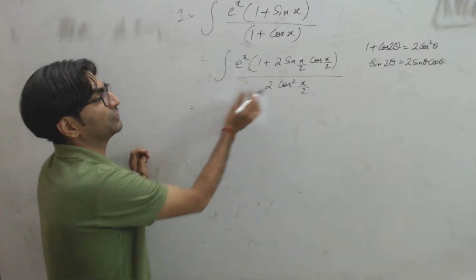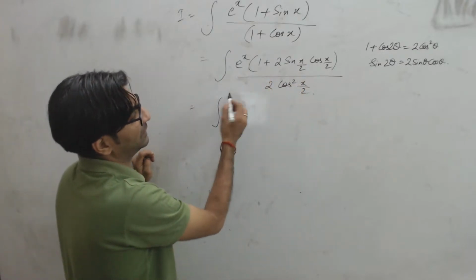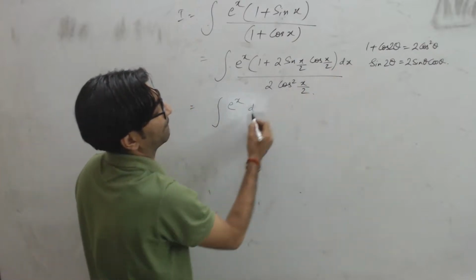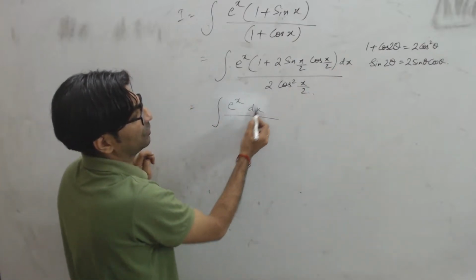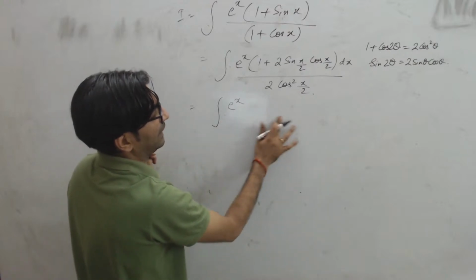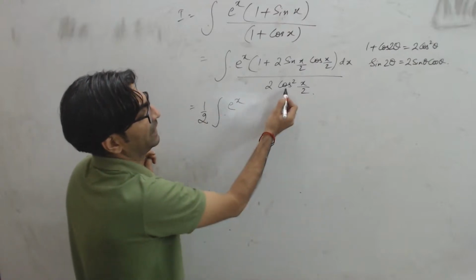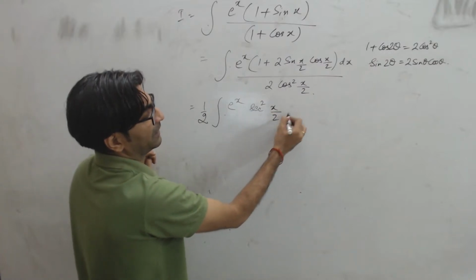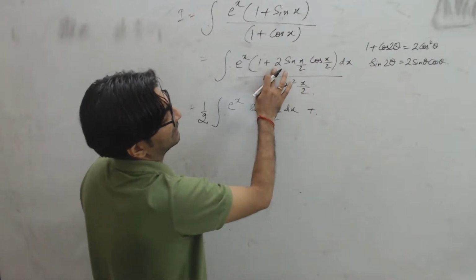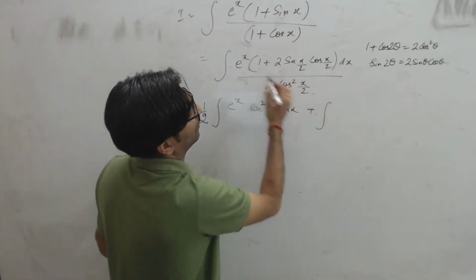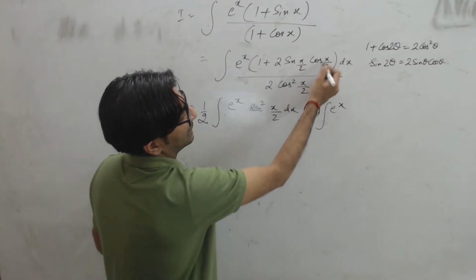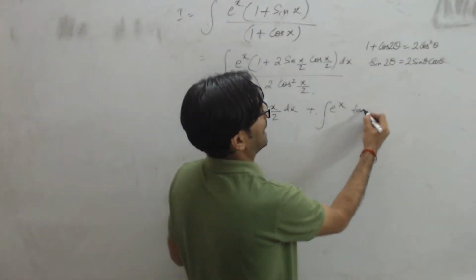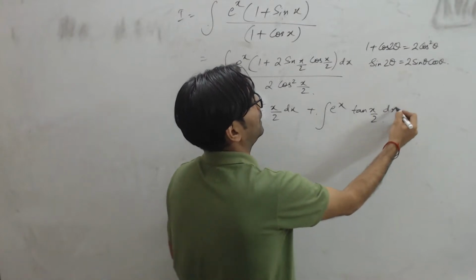And why did I do all of this? So that I can split it into two integrals. First integral becomes e power x dx, obviously, divided by 2 cos square. So I can write 2 cos square as half, take the half outside. 1 by cos square is secant square. So sec square x by 2 dx plus, 2 and 2 will cancel out. Integral of e power x into cos x will cancel out. You'll end up getting only sin x by 2 by cos x by 2. That's tan x by 2 dx.